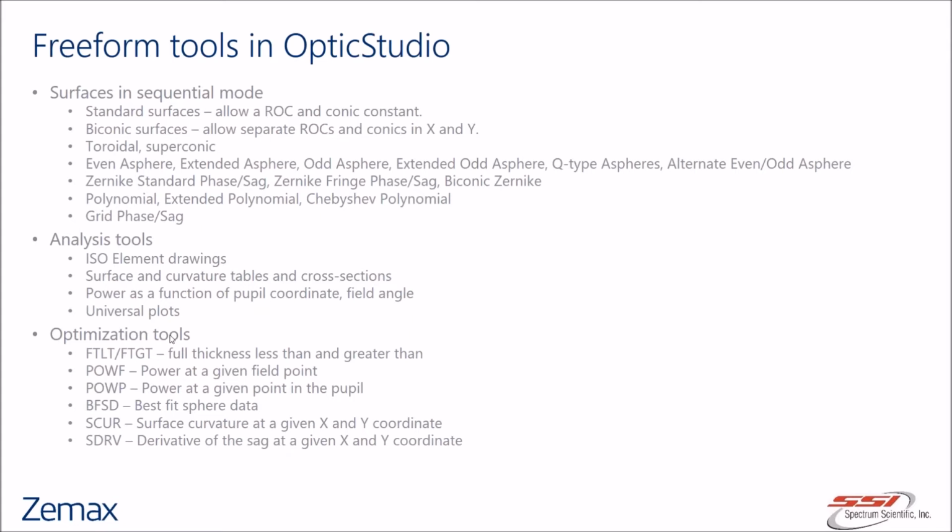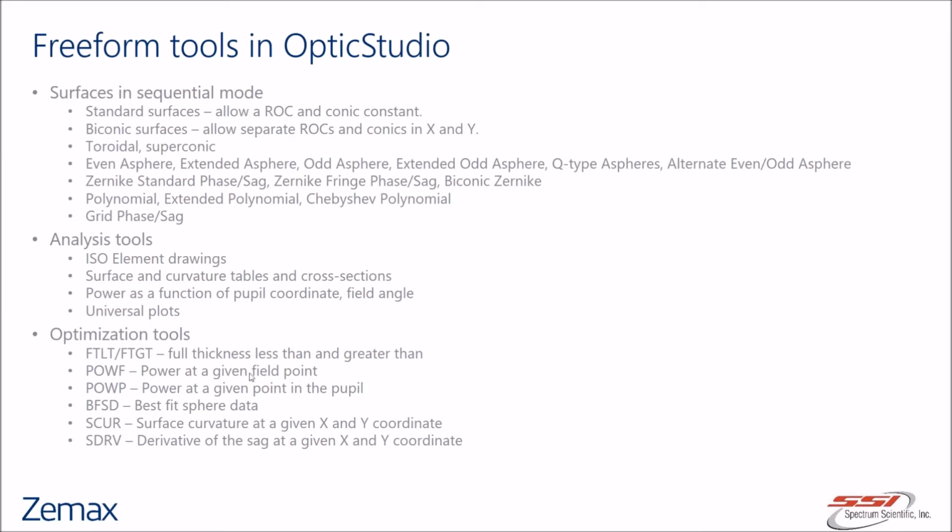We also have optimization and tolerancing tools. Some of the optimization operands that might be useful are full thickness of the part. You can measure the full thickness of the part. This just samples the part in a grid, so you don't need to know where the maximum thickness occurs. For freeforms, it might not be at the edge or the center, as it is for more conventional optics.